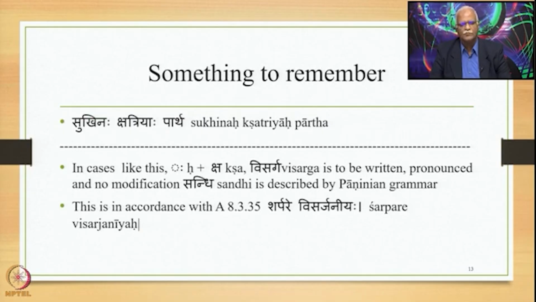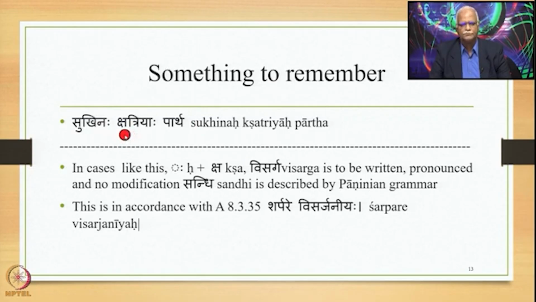as a parting note. So we have examples like Sukhinah kshatriyah Partha, second chapter, and this is the 32nd verse. So in cases like this, where you have visarga plus ksha, visarga is to be written and pronounced, and no modification or sandhi is described by Paninian grammar. Because remember, ksha is made up of ka and sh.